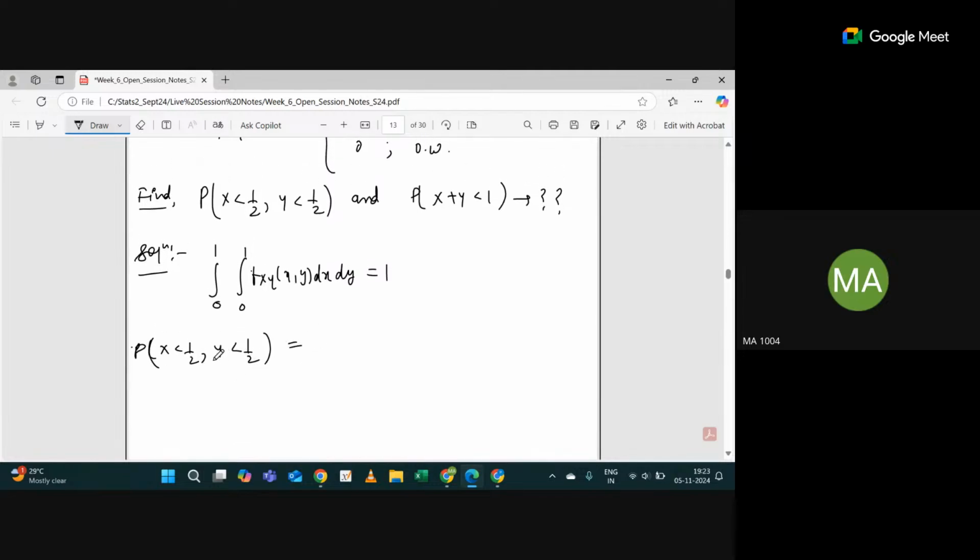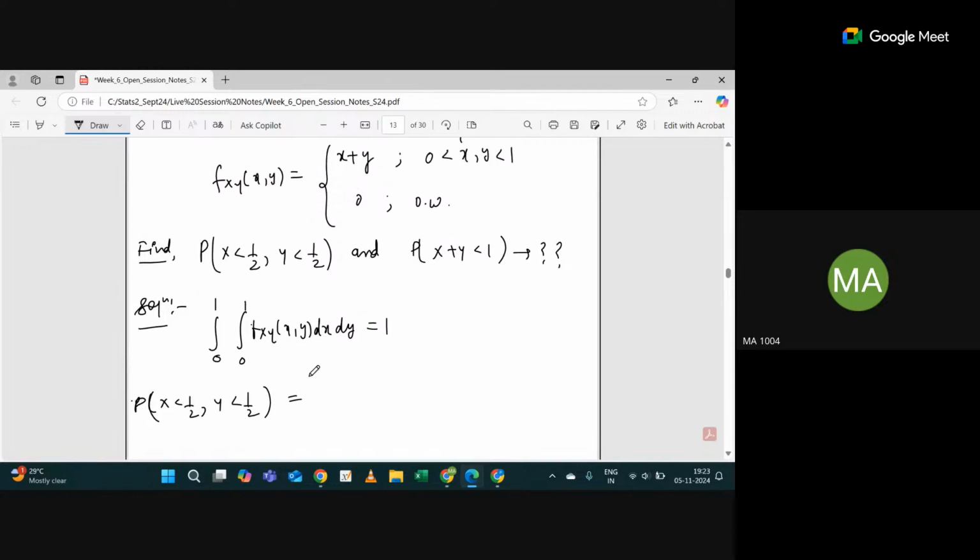So what is the meaning of this? See, here the lower limit is not mentioned for x and y both. That means we have to take whatever the lower limit is there. It's simply mentioned x is less than half. That means I have to integrate 0 to half f(x,y) dx and 0 to half dy.